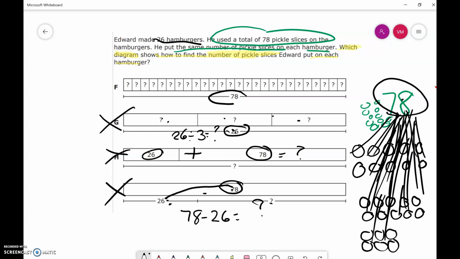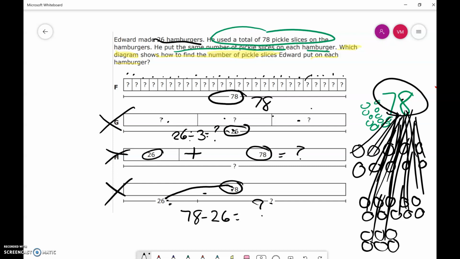Okay, so I'm going to look at F. I have 78. Looked like I put them in 26 boxes. Let me see. I'm counting the boxes. And yes, I think, let me see, 24, 25, 26. Yeah, that will be 26.